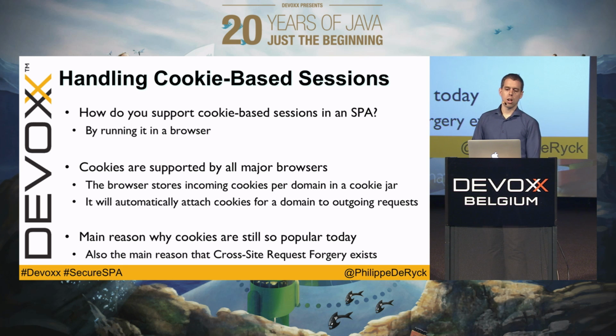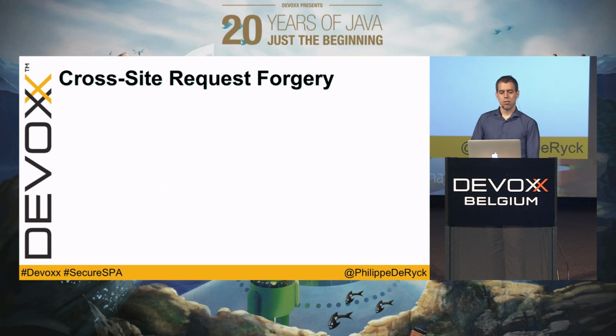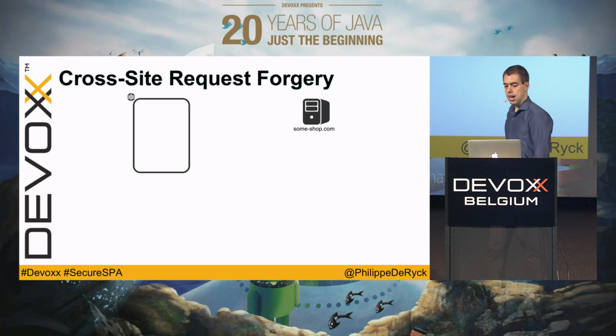So now we'll start talking about security. What is cross-site request forgery? Cross-site request forgery is essentially taking advantage of the fact that the browser automatically attaches this cookie wherever you want it to have it. So I have an example again.